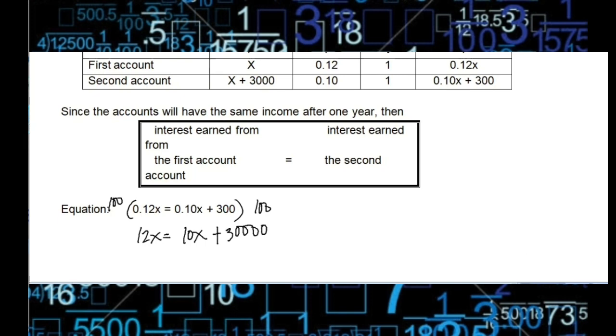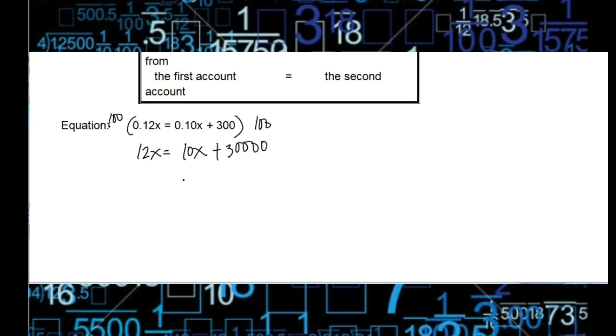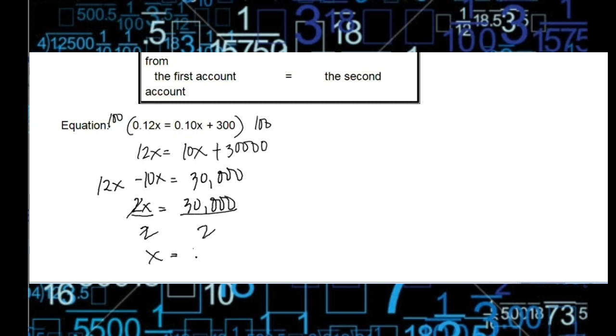Ayan. Then, combine x's at one side. So, let's combine this at the left. So, bring down 12x. Then, transpose 10x to the left. Then, bring down 30,000. Then, subtract 12 minus 10, 2x is equal to 30,000. Divide both sides by 2. Cancel. So, x now is equal to 15,000 pesos.